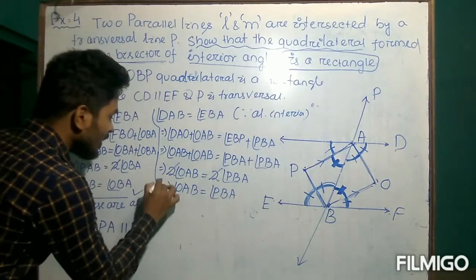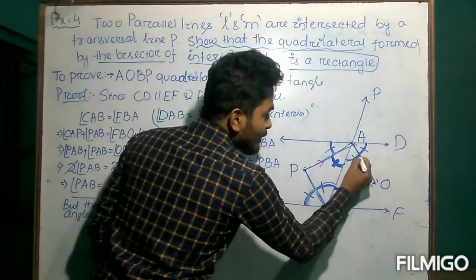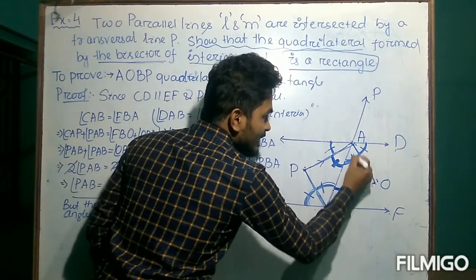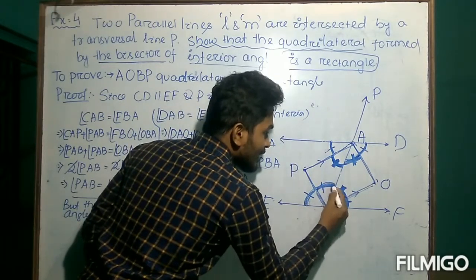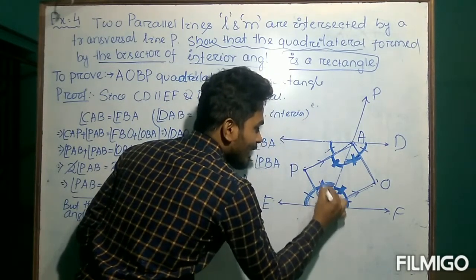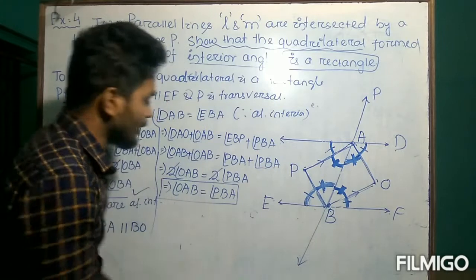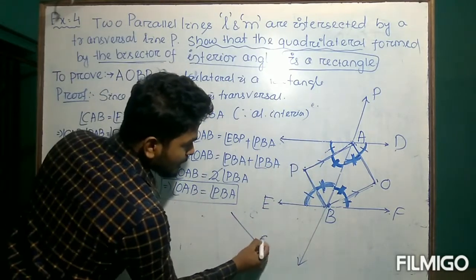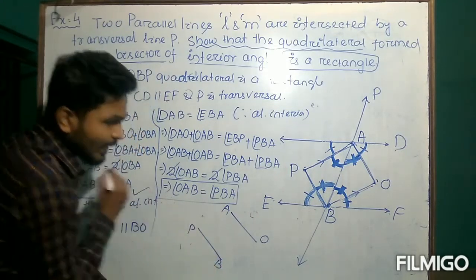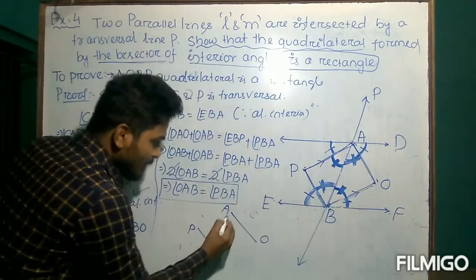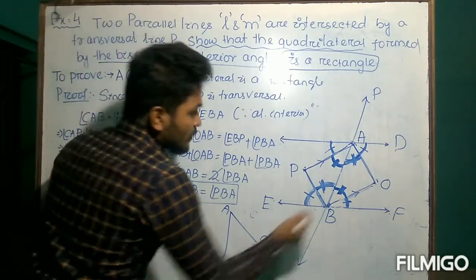So what have we proved here? We have proved OAB, this angle, is equal to PBA. Just look at my hand, this angle. So these two angles are equal. Now let us consider the line OA, see here, this is OA, and another line PB. Then consider AB as a transversal line.